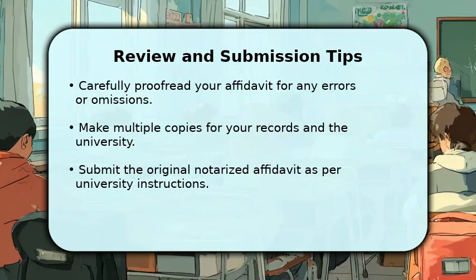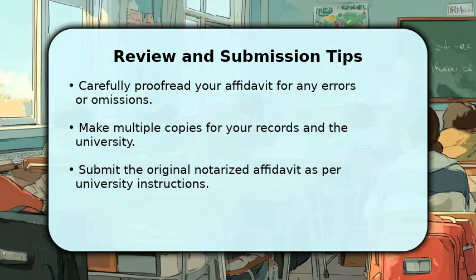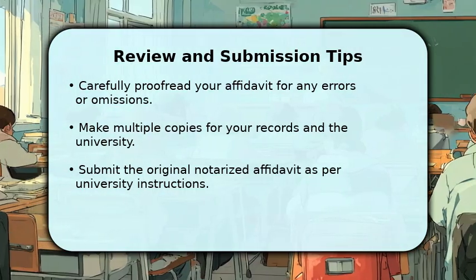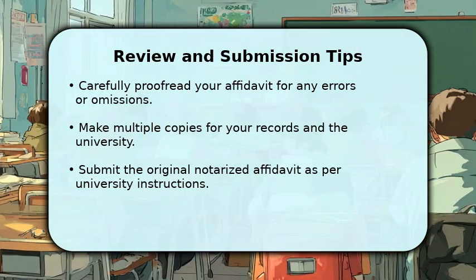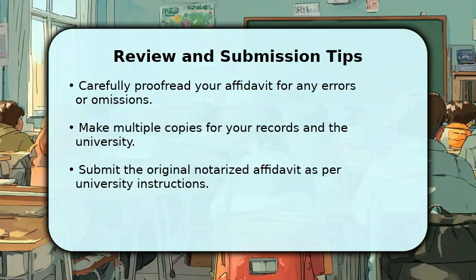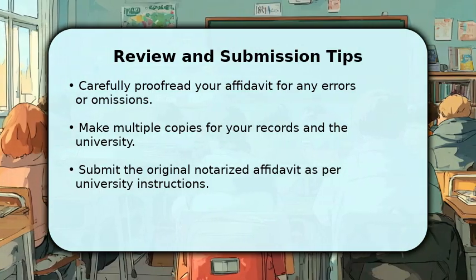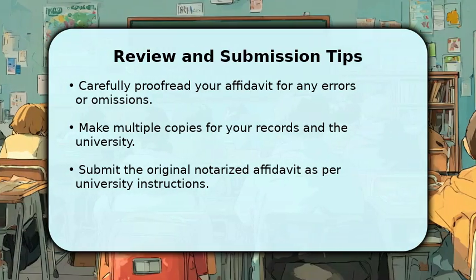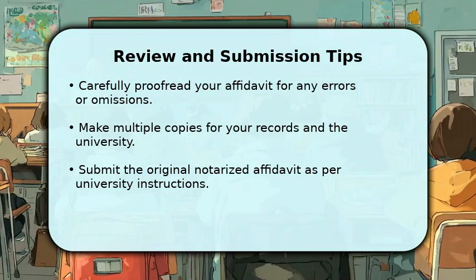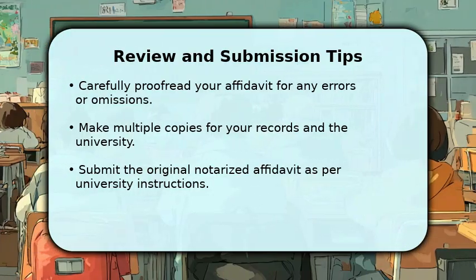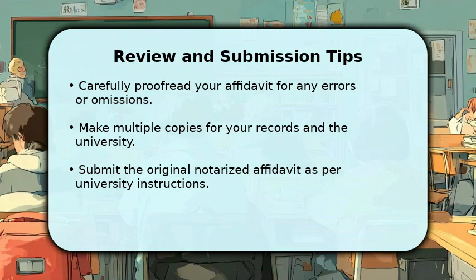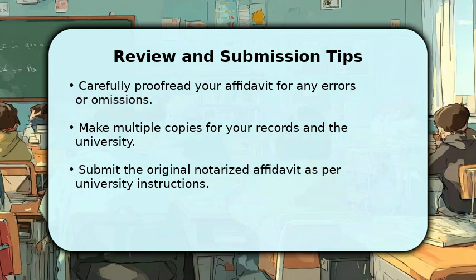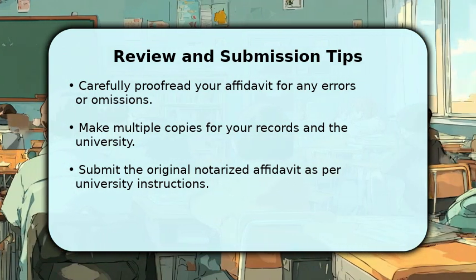Before submission, meticulously review your affidavit for any errors or omissions. A single mistake could invalidate the document. Make at least 2 copies, one for your personal records and another for the university. Always submit the original notarized affidavit as instructed by the university's admissions office. Additionally, keep a digital copy saved securely. Following these steps ensures your affidavit is accurate, legally sound, and submitted correctly, supporting your university application effectively.